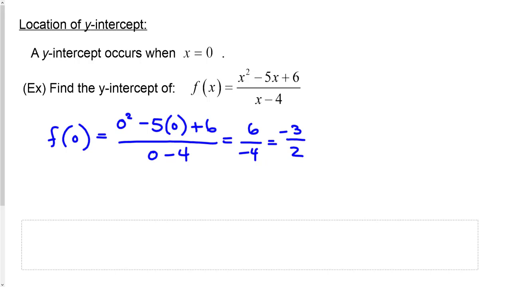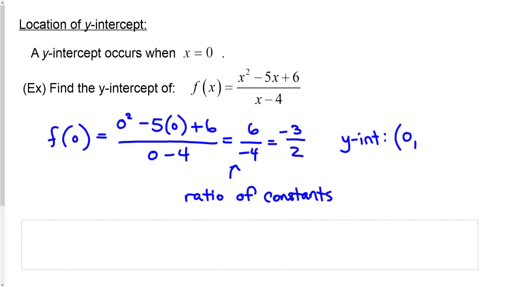And so essentially, the y-intercept occurs at the ratio of your constants, but it needs to be in expanded form in order to identify that. And then similarly to the x-intercept, the y-intercept is expressed as a point as well. So the coordinate pair here would be 0 for the x, because we're looking at where x is equal to 0, and negative 3 halves for the y.